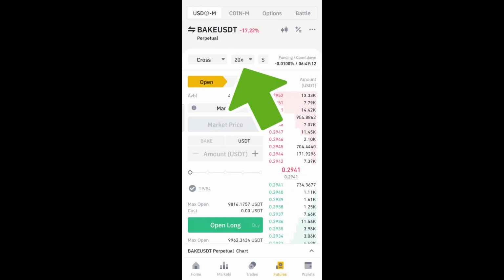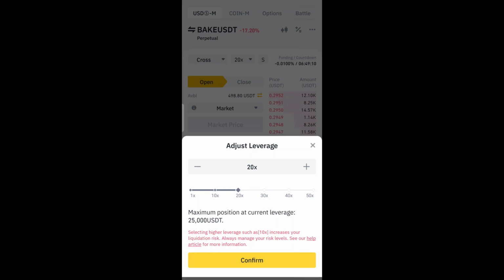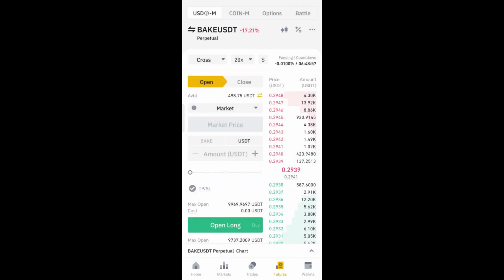So, and next is the leverage. You can play around with the leverage. If you're just a beginner, you can start with 10x. You can go up to 20x if you just opened a new account in your Binance Futures.